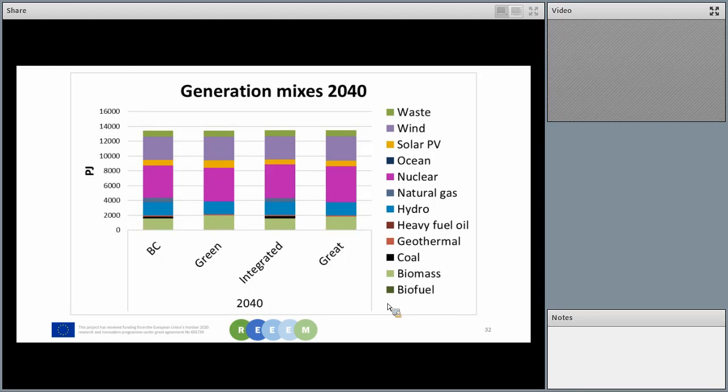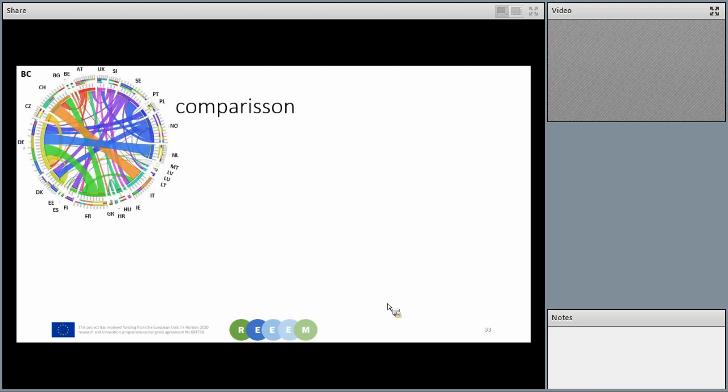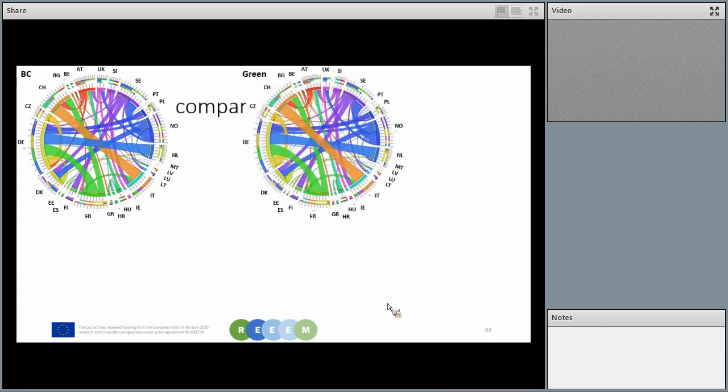If we compare the transborder transmission under the scenarios, here we have first the base case again, and then the green case. Interesting, which might not be readable, is that the overall transmitted electricity is decreasing from the base case to the green case. So, looking again at the year 2040, a faster emission reduction with the same amount of transborder transmission seems to lead to slightly reduced exchange of electricity.